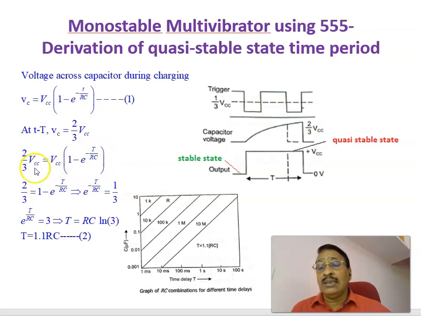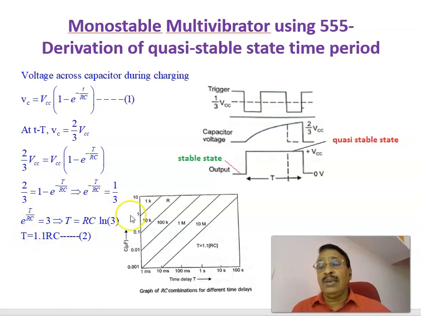From this equation, Vcc and Vcc get cancelled. Or 2/3 equal to 1 minus e raised to minus t by Rc. Or e raised to minus t by Rc equal to 1/3. Or e raised to t by Rc equal to 3. Or t equal to Rc natural logarithm of 3. It is equal to Rc natural logarithm of 3 equal to 1.1 Rc.